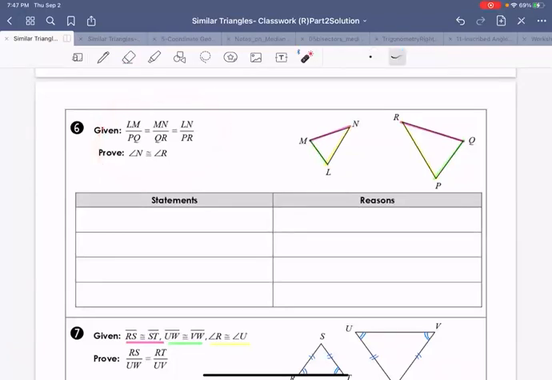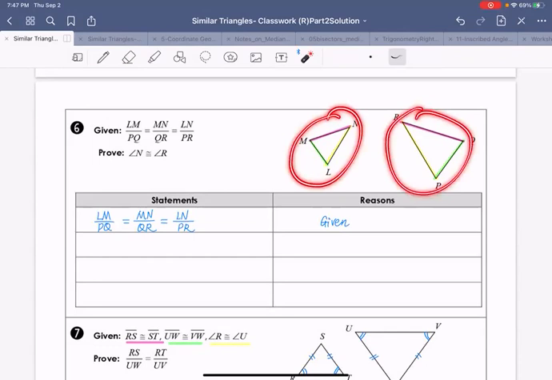Go ahead and read the question. LM over PQ is equal to MN over QR is equal to LN over PR. Okay. Prove angle N is congruent to angle R. Start from here. Copy down. Okay. Reason: given. Next.